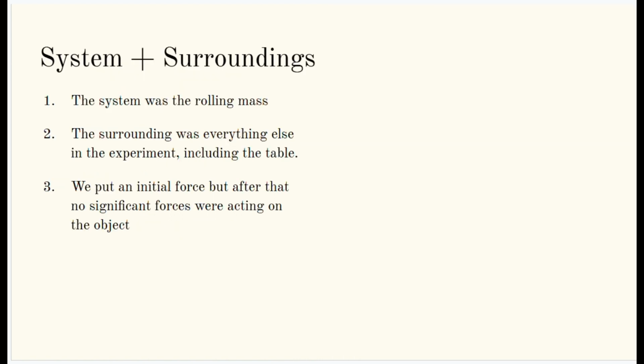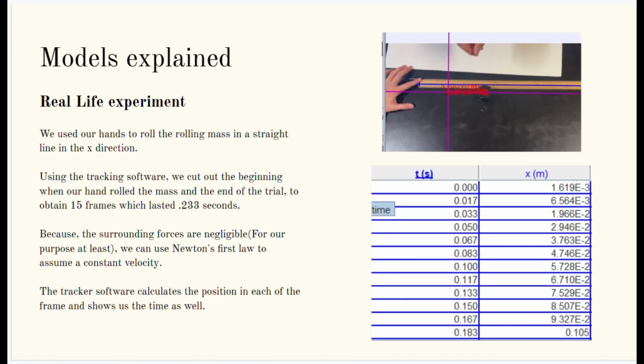So let's go over the system and surroundings now. The system was the rolling mass, and the surroundings were everything else in the experiment, including the table. We put in an initial force, but after that, no significant forces were acting on the object. Okay, so now let's go ahead and explain the models.